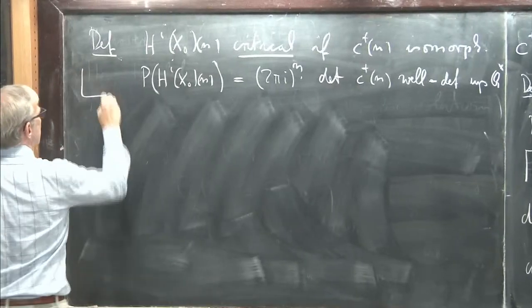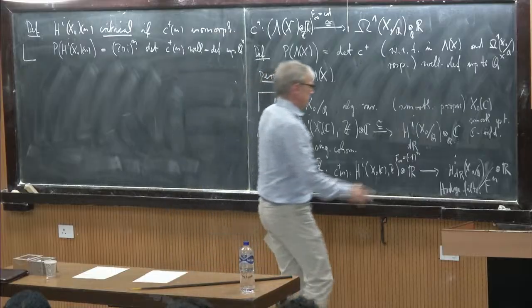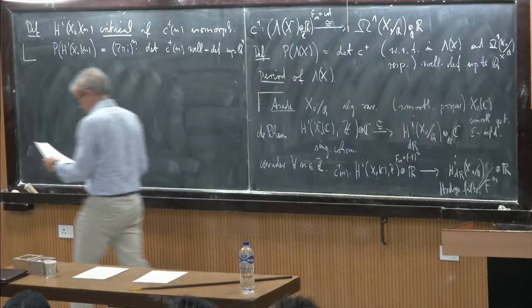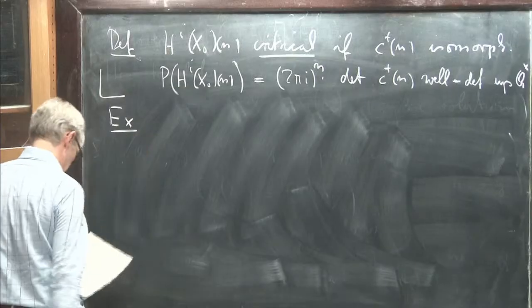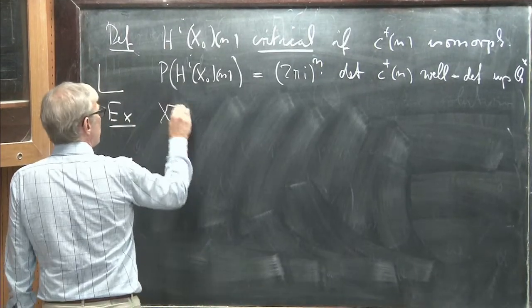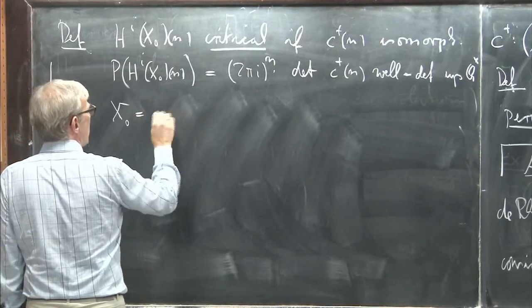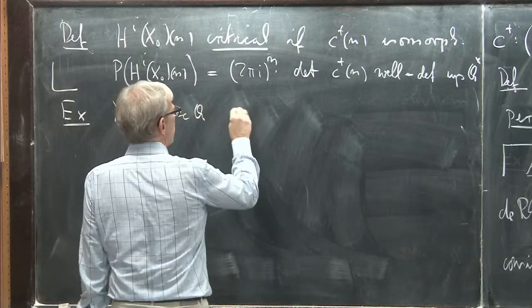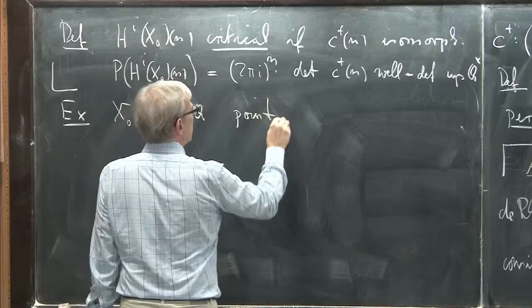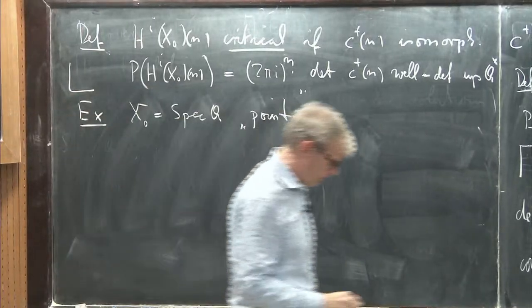So now that aside is over, I can tell you something which is related to the examples we had in the beginning. Namely, let's consider the variety which is just a point. We write it this way. This is just a point consisting of one point defined over Q.